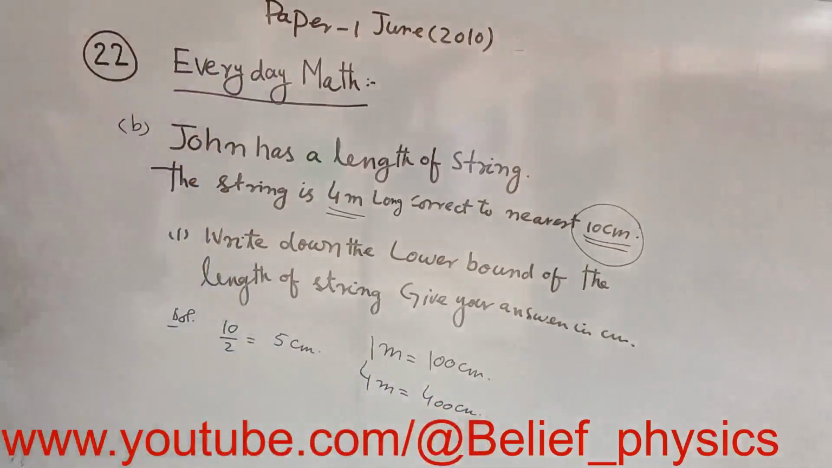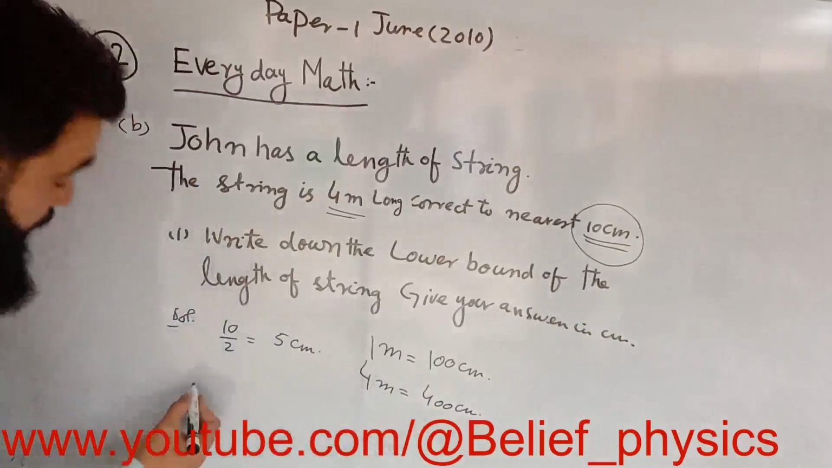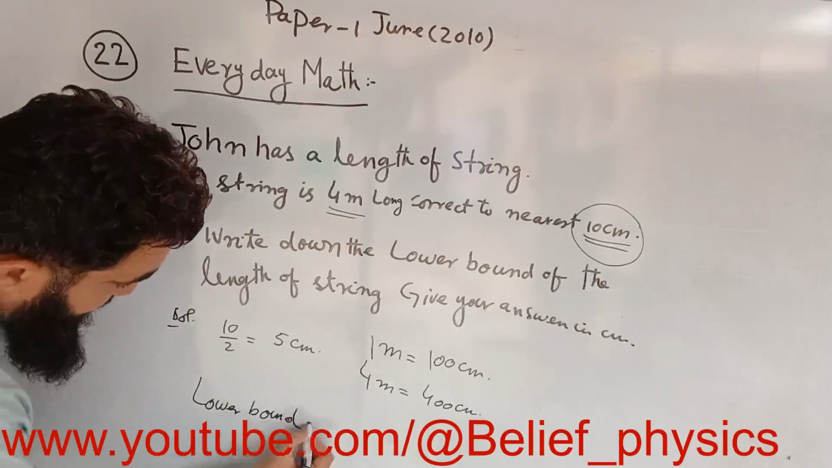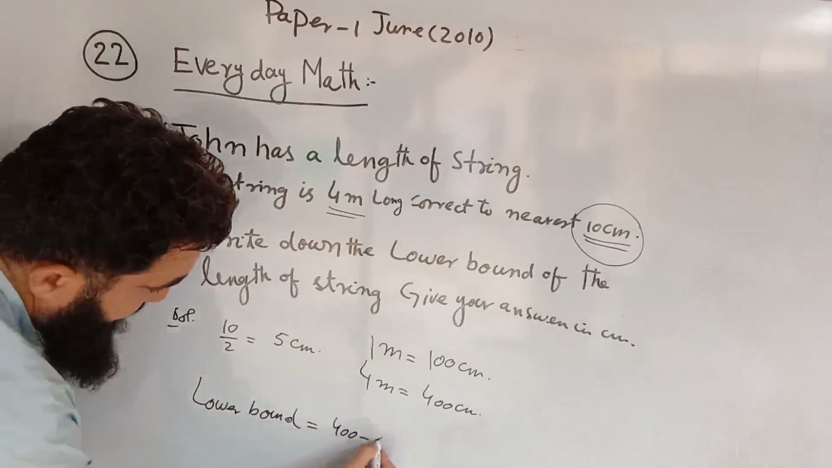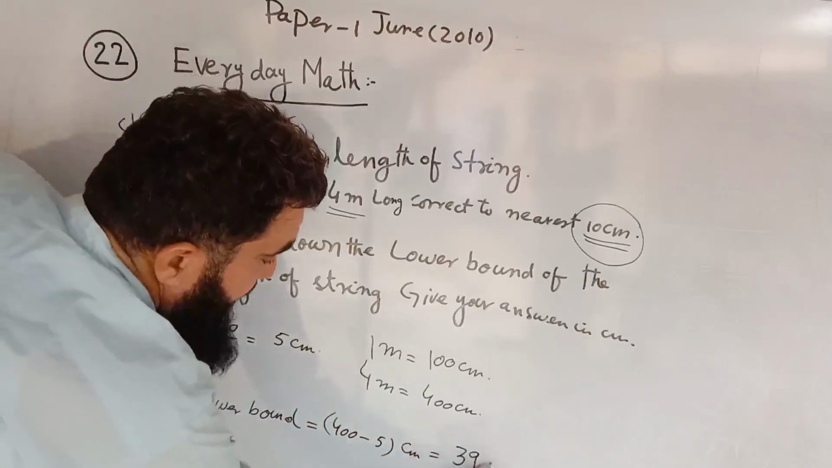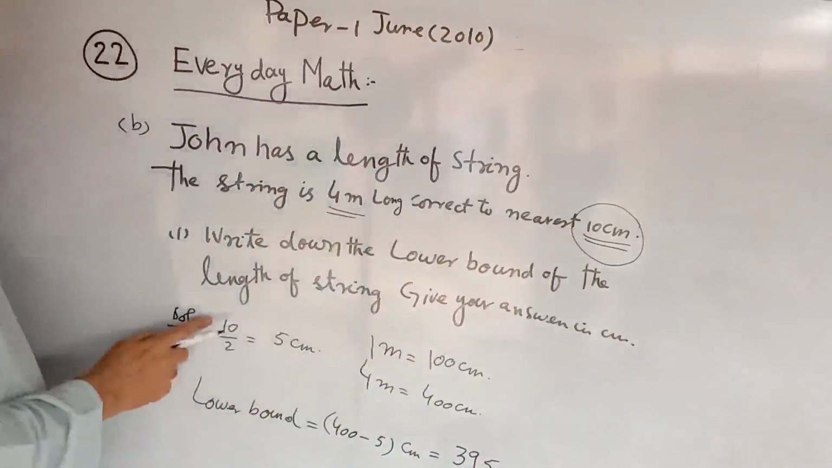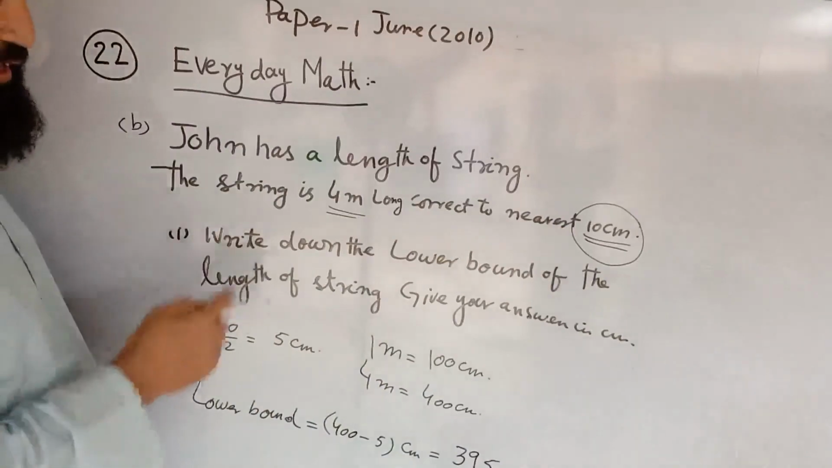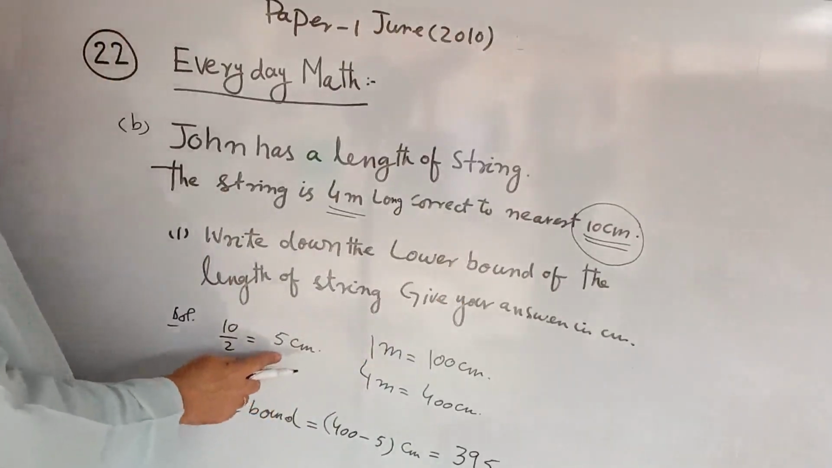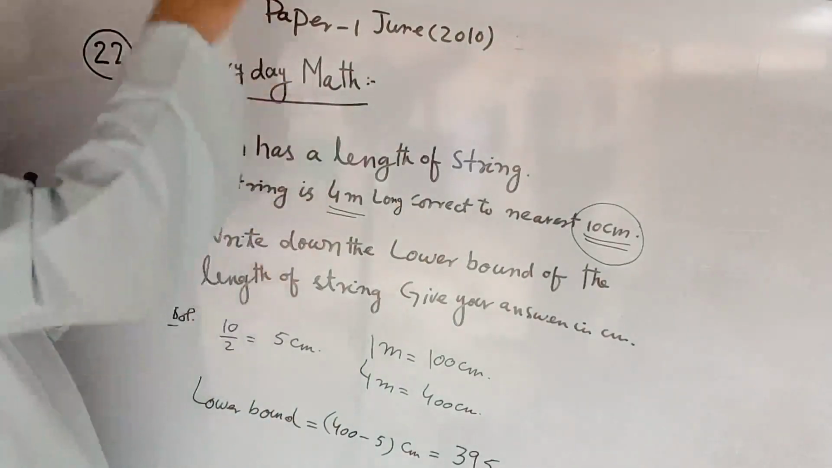In order to find the lower bound, we subtract 5 from 400. So the lower bound of the length will be 400 minus 5 centimeter, so the answer will be 395 centimeter. If it was correct to 1 centimeter, we would divide 1 by 2 to get the lower bound or upper bound. If it was correct to 1 meter, we would divide 1 by 2 and the answer would be 0.5 meter, so we would add and subtract 0.5 meter in the 4 meters.